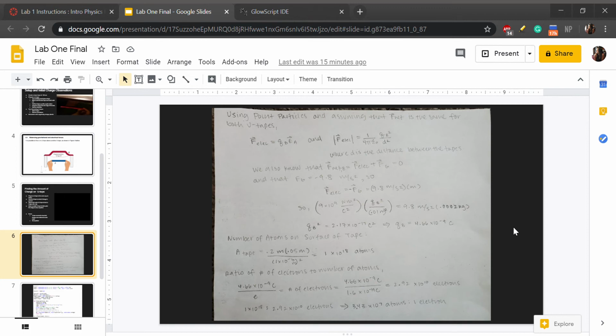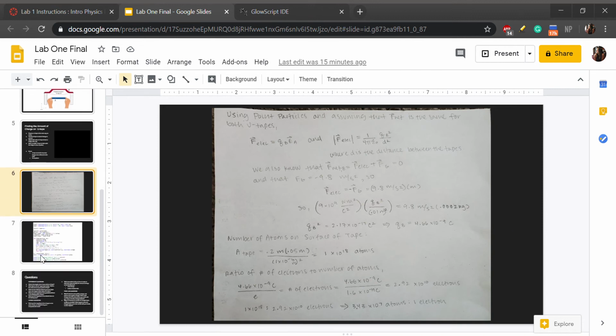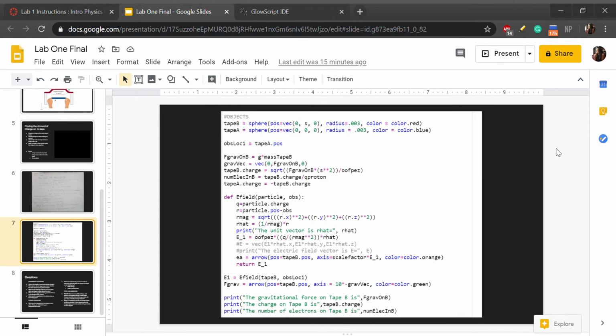And I found the area of the tape to be 1 times 10 to the 18th atoms, which then gave me that there were approximately 2.92 times 10 to the 10th electrons on the piece of tape. And we can see that repeated as the values from my code once it ran. So here is a snapshot of my code. You can see that I created both the tapes as particles. I made the assumption and treated them as particles, point charges here.